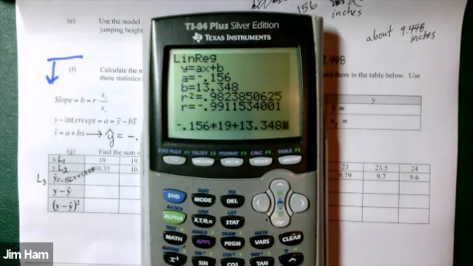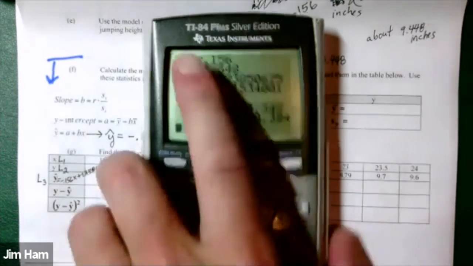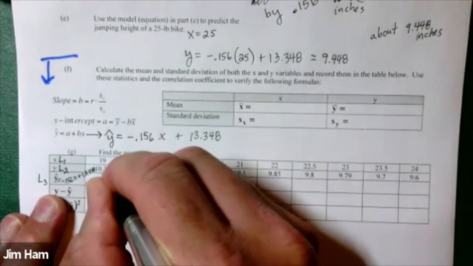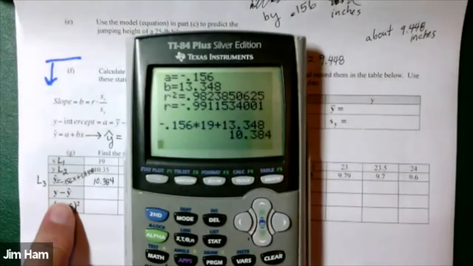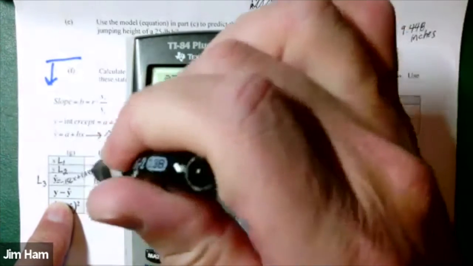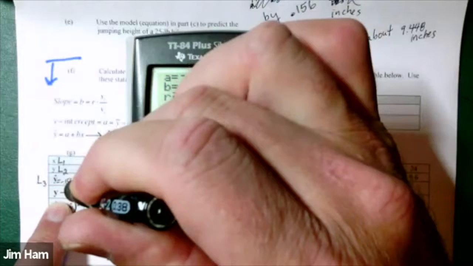It's the same thing we did up in part E, but I'm plugging in a different X value, where we plug in a number and we evaluate the Y value, and that's the predicted Y value. So this first one is 10.384. So I'm going to enter 10.384 right there. Now this next one here, Y minus Y hat, you've got the Y value there. You've got the Y hat value there. This says to subtract those two.